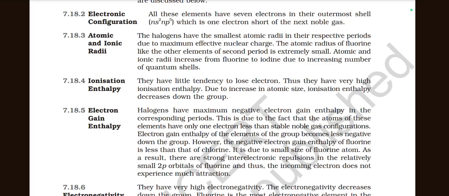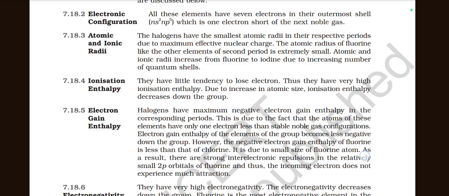Ionization enthalpy. They have little tendency to lose electrons, thus they have a very high ionization enthalpy. Ionization enthalpy decreases down the group due to the increase in atomic size. Electron gain enthalpy. Halogens have maximum negative electron gain enthalpy in their corresponding periods. This is due to the fact that the atoms of these elements have only one electron less than the stable noble gas configuration. Electron gain enthalpy of the elements of the group becomes less negative down the group.